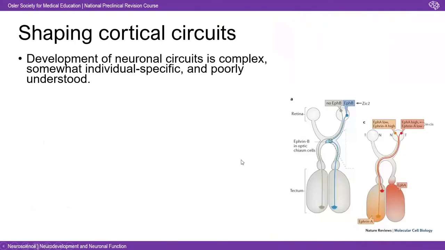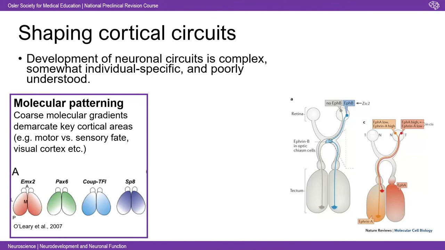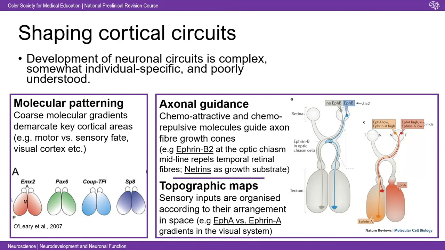Very cool. So we've talked about the subplate, and what other ways are there for neural circuits to be formed and sculpted out? This is a very brief slide, and I'm sorry I can't go into this in more detail, but we are time limited, I'm afraid. So what's going on in the brain? We get molecular patterning, which is where you get chemical gradients across the entire cortex, and they help to define the fates and the functions of different parts of that cortex.